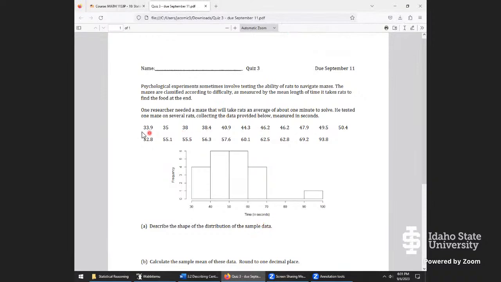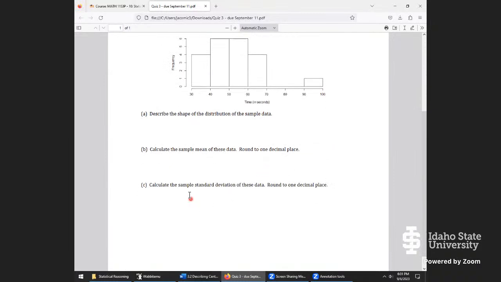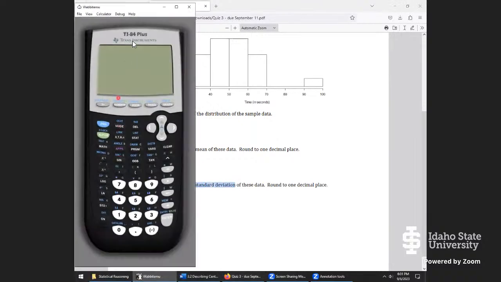Going through this quiz, it gives us some raw data to input into the calculator. And then down at the bottom, it asks for the sample mean. We're going to practice working with that today, and the sample standard deviation. So if you can get through this quiz by punching everything into, say, your TI-84 calculator, then you'll be in great shape for exam 1.